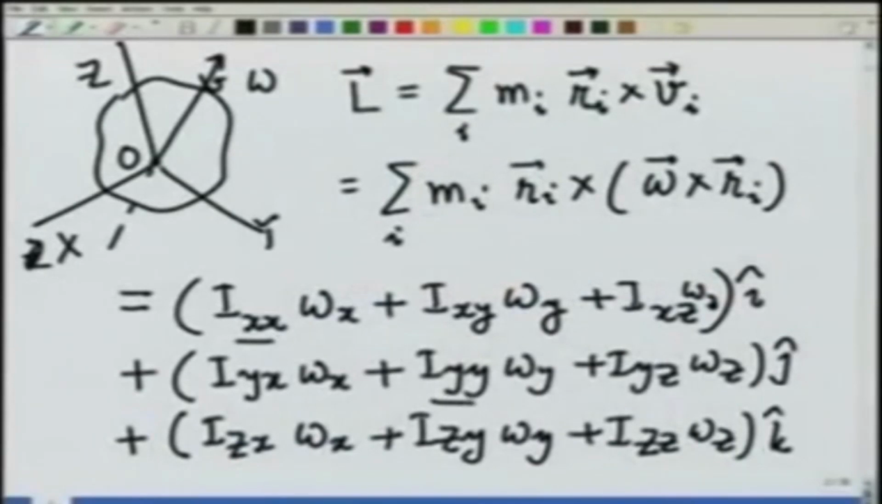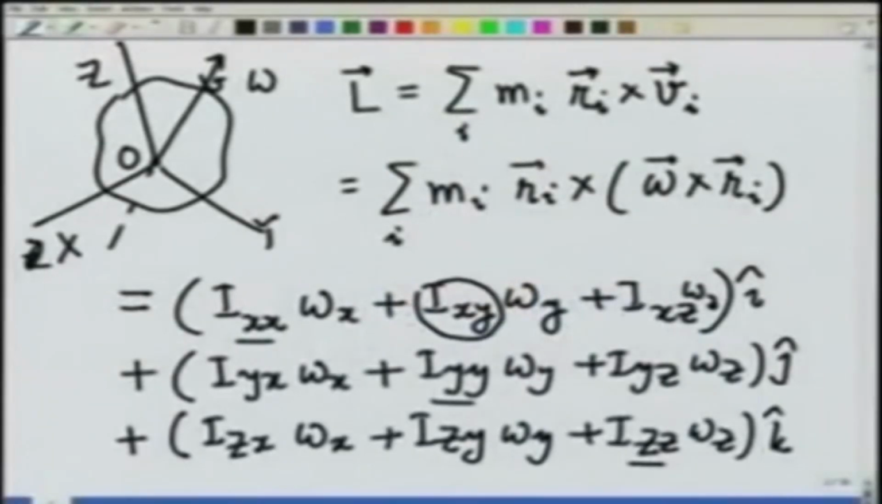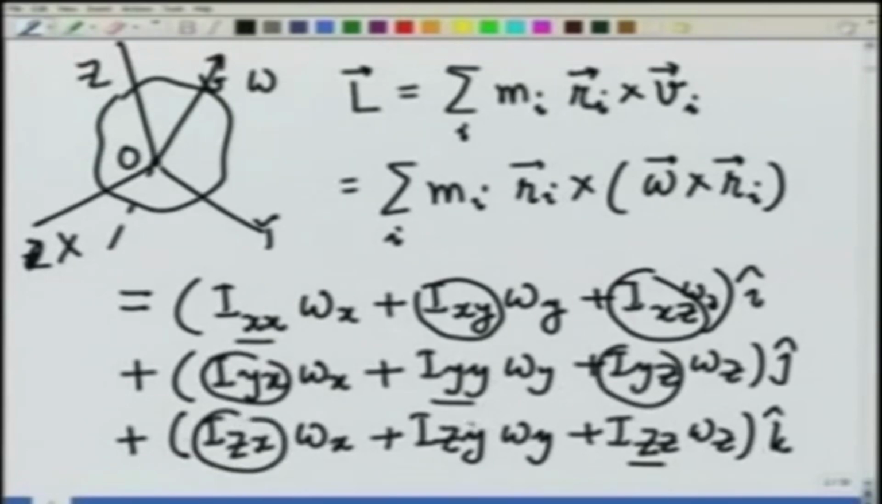The diagonal elements Ixx, Iyy and Izz are the moments of inertia about the x-axis, about the y-axis, and about the z-axis respectively, and the off diagonal elements are the products of inertia. So, in general, it is quite a quantity to calculate. However, what we learnt is that there is a simplification.